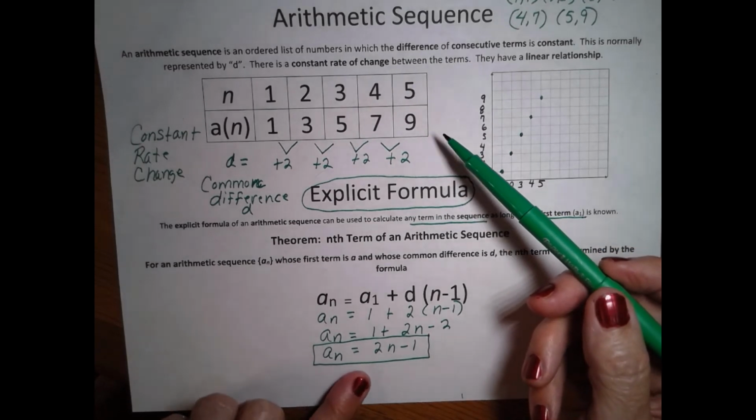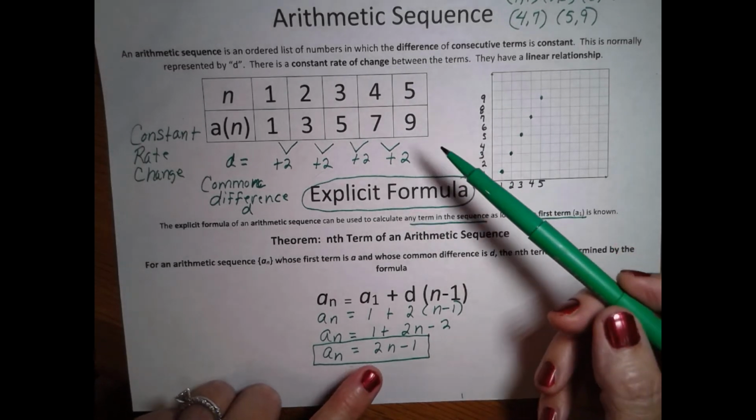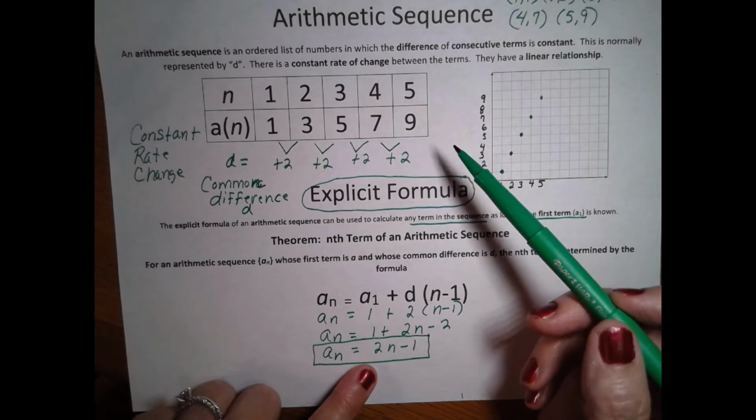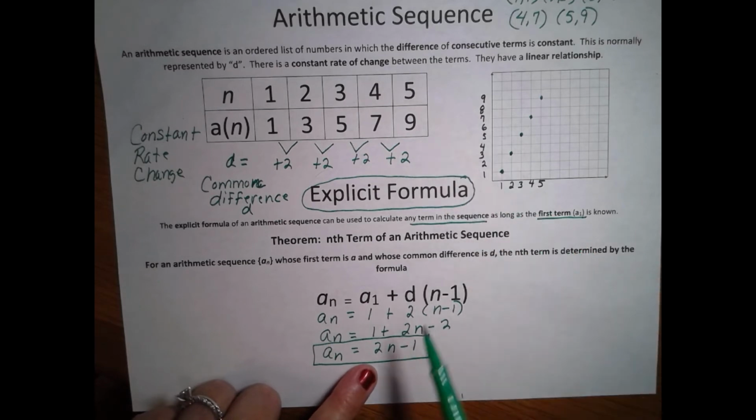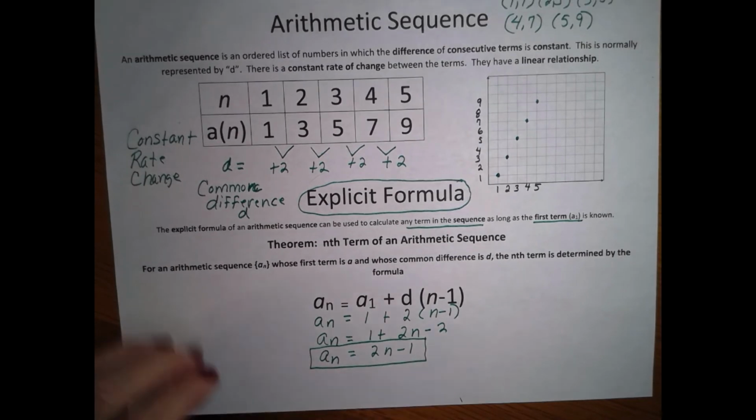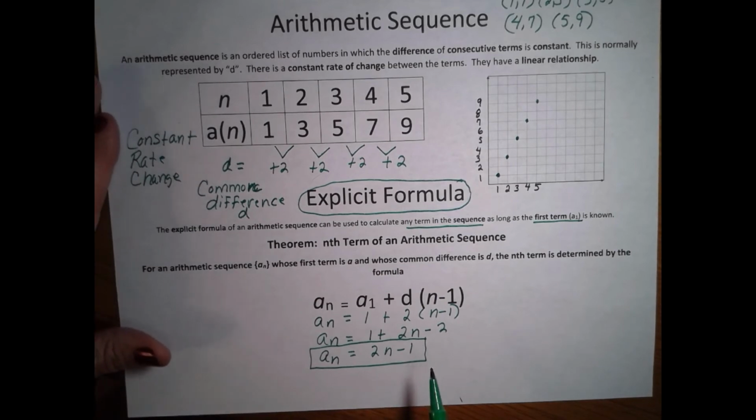If it was an infinite sequence, I could check any number. If I wanted to know what the 100th term was, I would just substitute 100 in for n. 2 times 100 is 200, minus 1 would be 199. And this is the basics of arithmetic sequences.